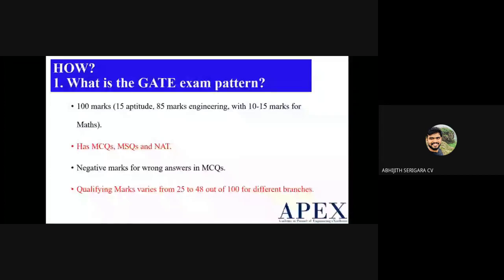But there is no negative marking for this. For MCQ, there is negative marking. For MSQ, there is no negative marking. Then there is numerical answer type, where you have to enter a number. For that also, there is no negative marking. Negative marks are only there for MCQs. And qualifying marks vary from 25 to 48 marks out of 100, depending on different branches. But let me tell you, only 15% clear GATE.